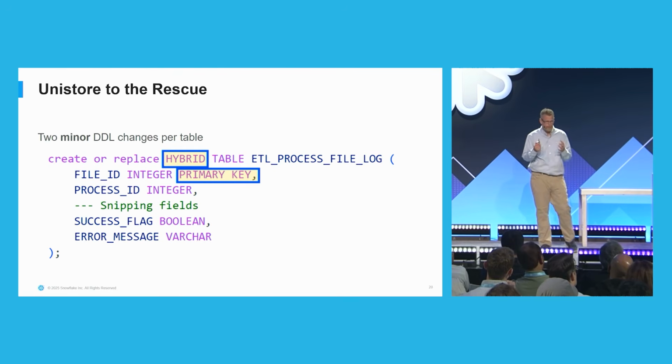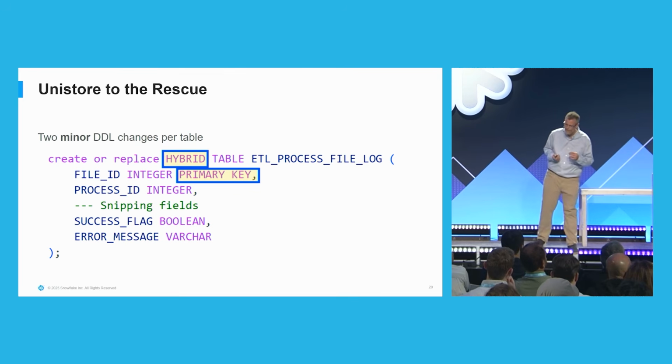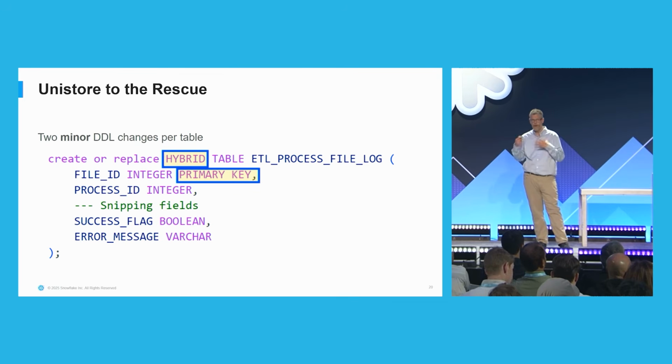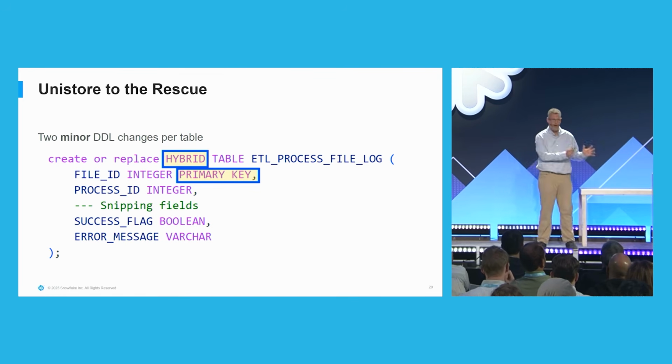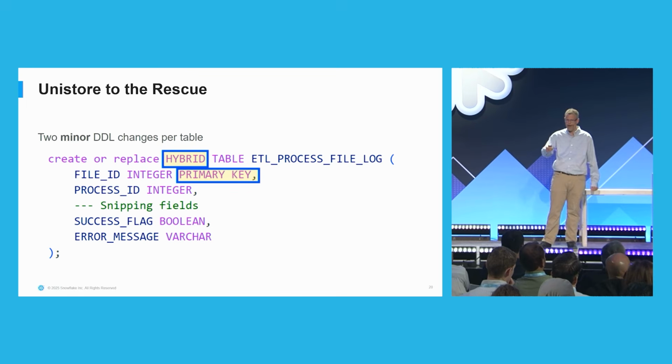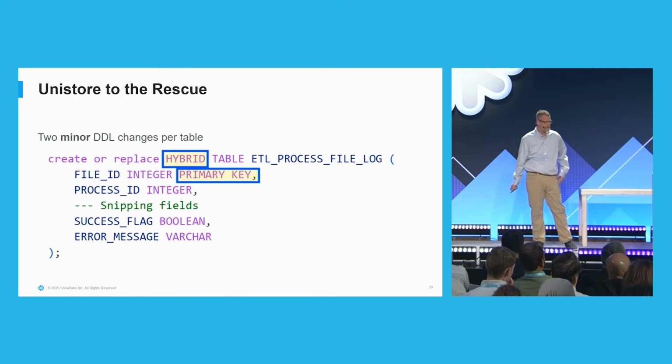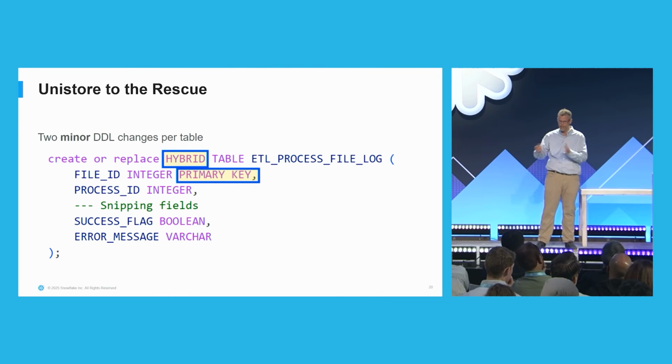Well, right about that time, Unistore came to the rescue. If this had not happened, frankly, we might have had to actually scrap going to Snowflake because it was that much of a problem. Unistore came on. Literally what I'm showing in the highlighted boxes are the only changes we had to make to the DDL of those additional tables. So it was a very, very easy process to just move.